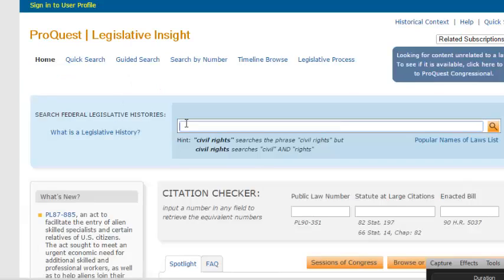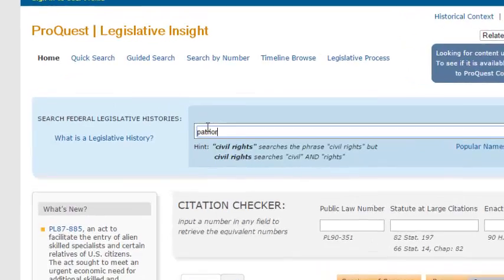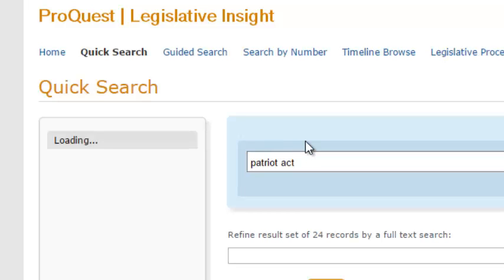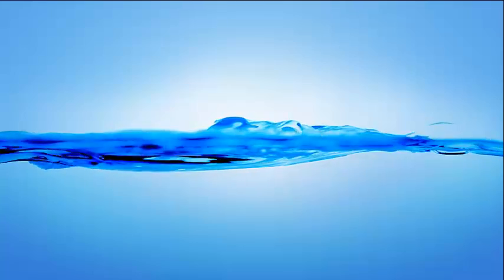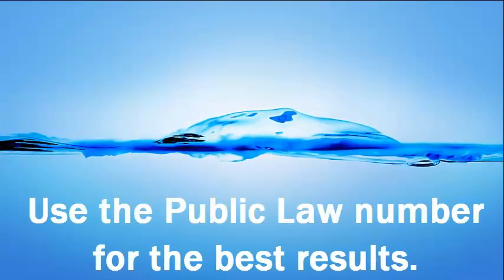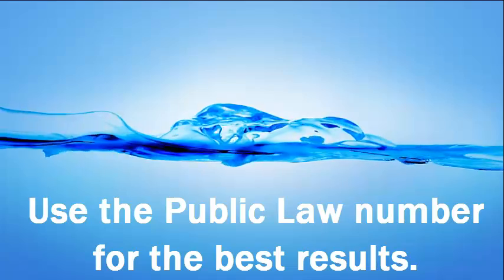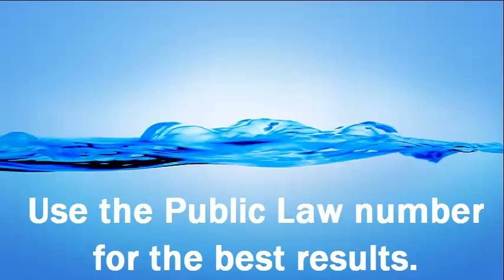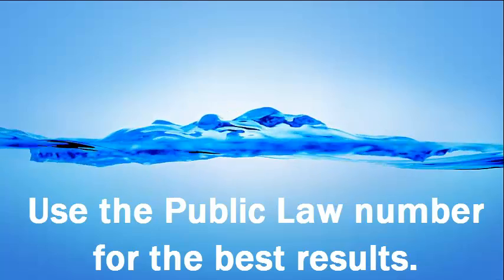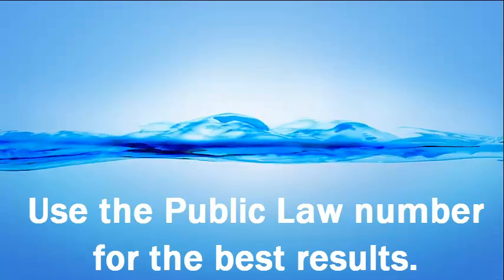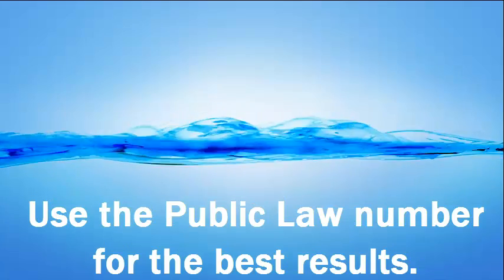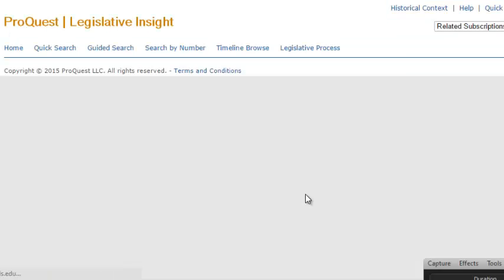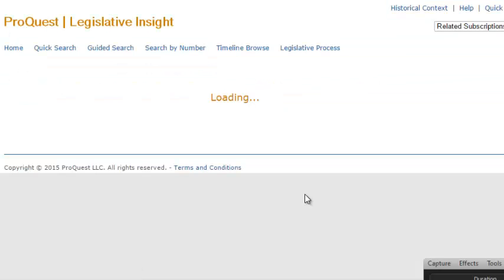Now, quick note here. What if you just have the popular name for a statute? For example, you're looking for the Patriot Act. You can search using the popular name table if your statute has a popular name. That being said, my general advice here is to use the public law number for the best results, because not all statutes have popular names. The other thing is that you could put in a popular name and be misdirected to another statute that's similar. Using the public law citation allows you to know that you're in the correct location. So once you do that, you should locate your federal legislative history. Let's go ahead and open it up.